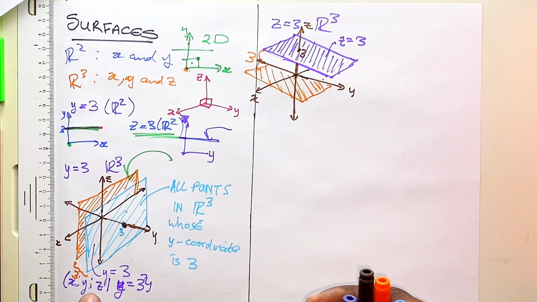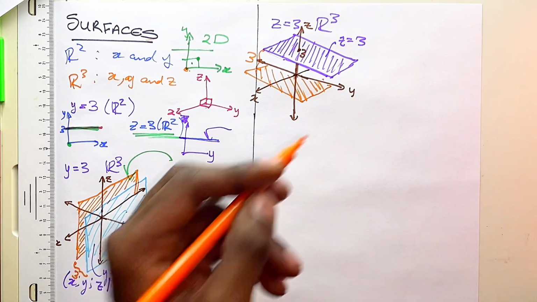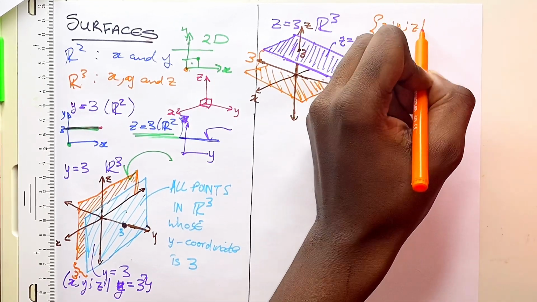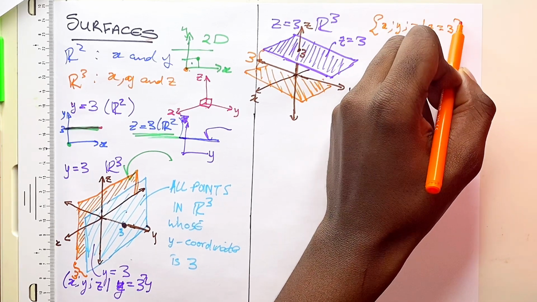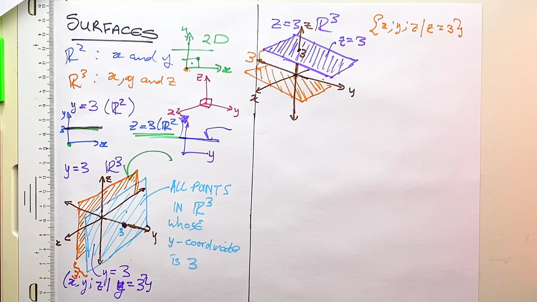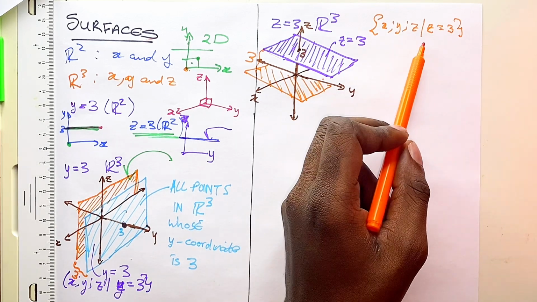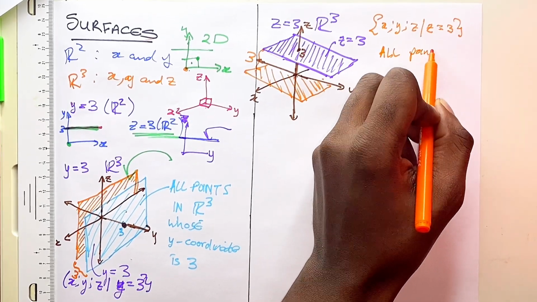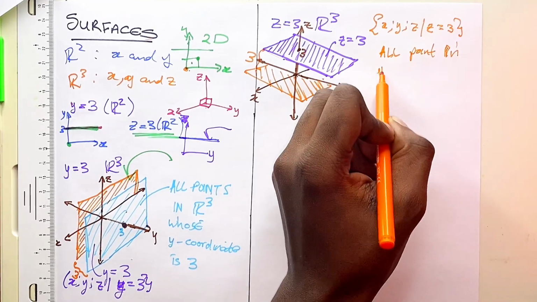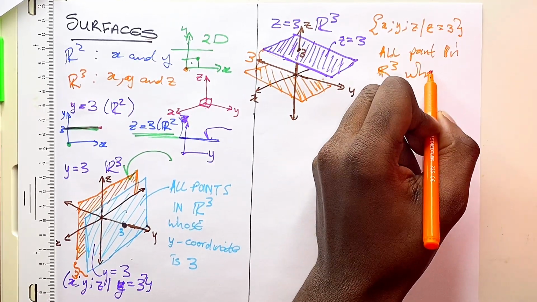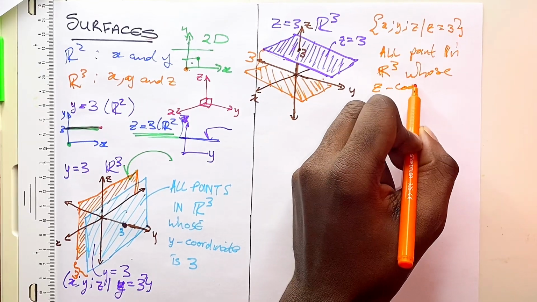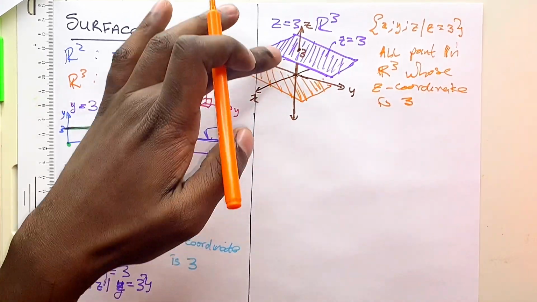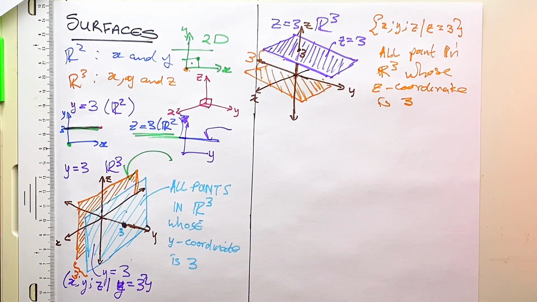Now we represent it the same way as we did down here. It will be given by x, y, z, and then you say z is equal to 3. The way that we say it is that it is all points in R3 whose z coordinate is 3, and it will make a surface like that.